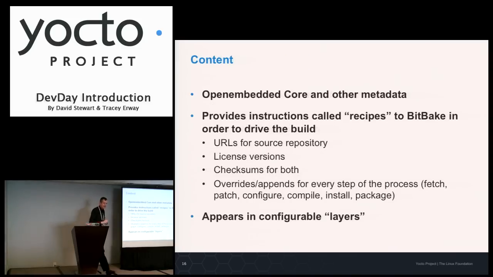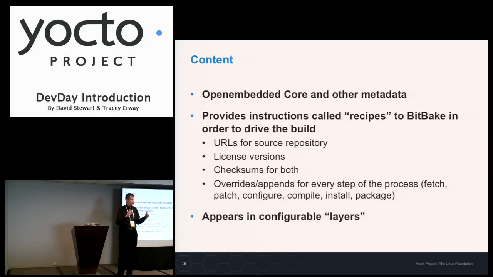And then content. In this case, the metadata that we provide with the system is really a lot of what we call recipe files. These recipe files end with .bb. The idea is that they list, at the most minimal level, the URL for the sources for a given package, the source license, checksums for the source and the license, and then overrides for every step in the process.